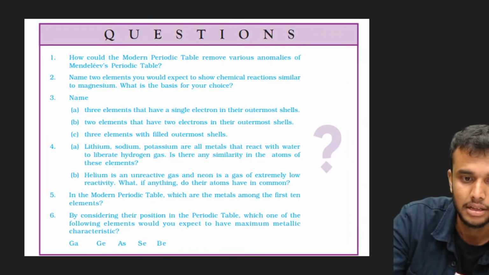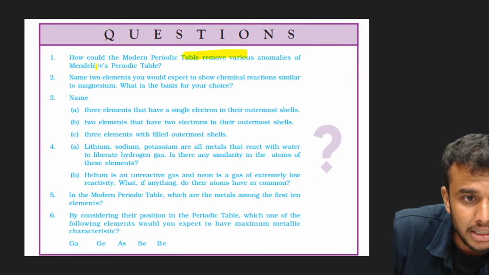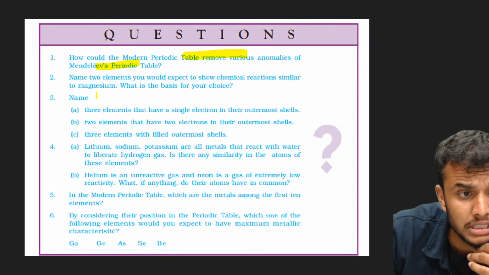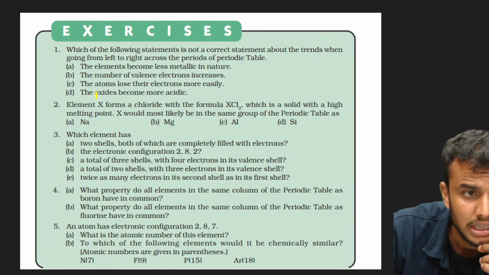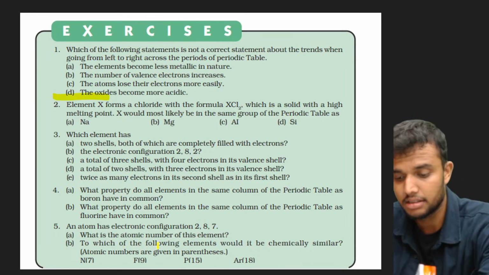Okay, my dear students, then here some questions are there. How could the modern periodic table remove various anomalies? Yes, it gives a separate place to hydrogen, and everything is named. Here, come on, let's discuss your questions in the exercise. Okay, this is completed.